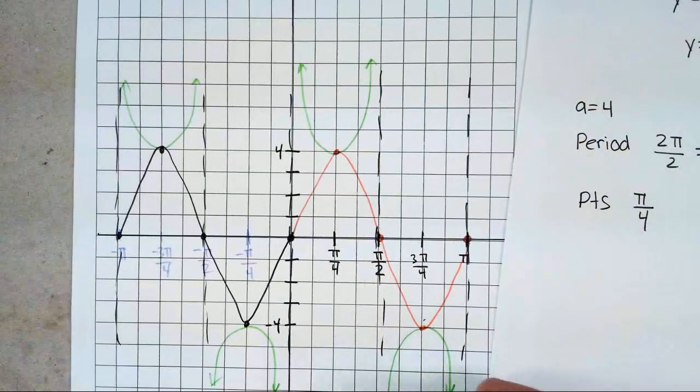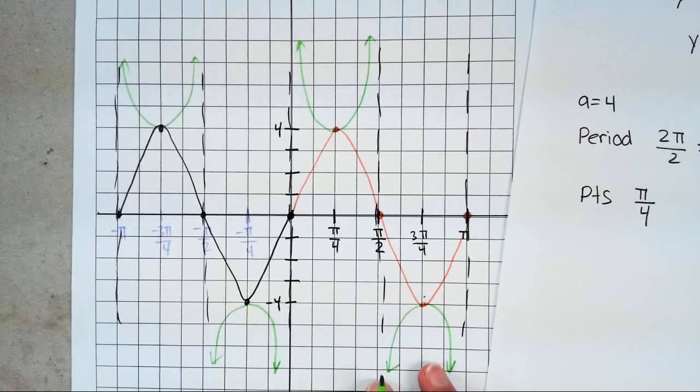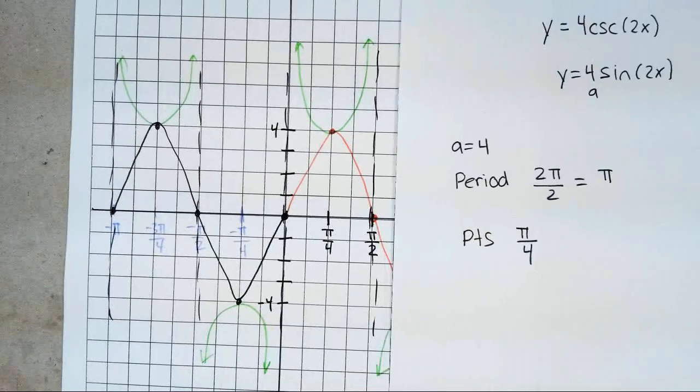And same thing over here. Now, the graph of 4 cosecant 2x is everything you see in the green. All the parabolas on the max and the mins of 4 sine 2x is your graph. So anywhere you see a parabola, that's the graph.